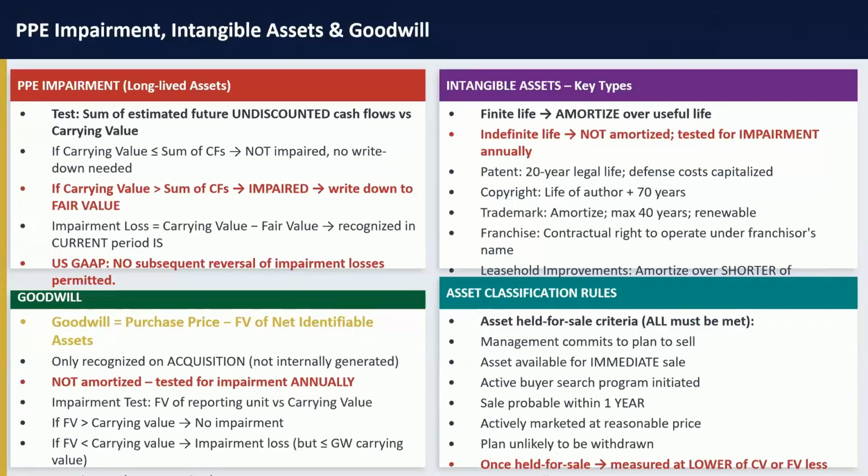Now, for finite life, anyhow, we can calculate amortization. What do we do with the intangible assets that have indefinite life?